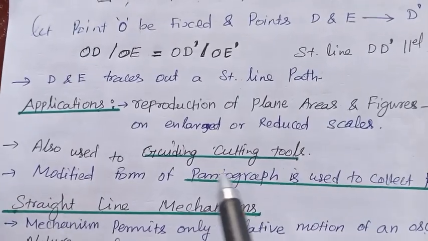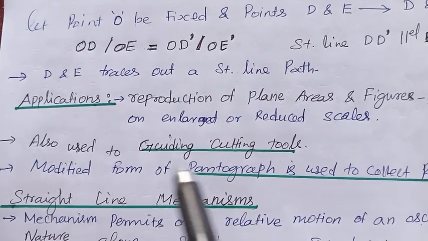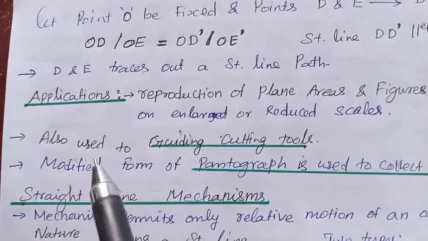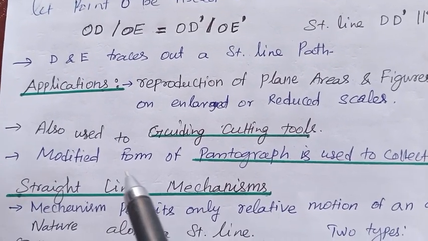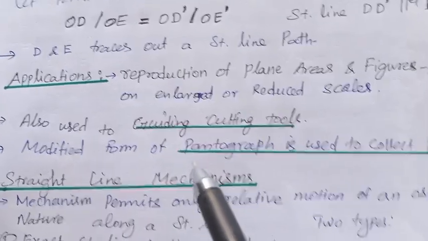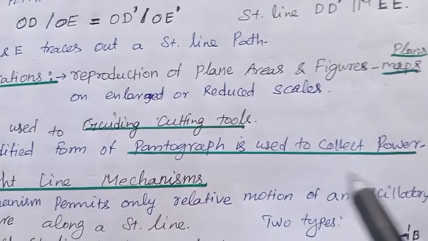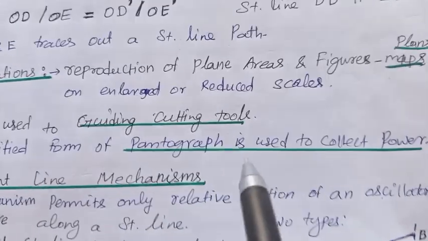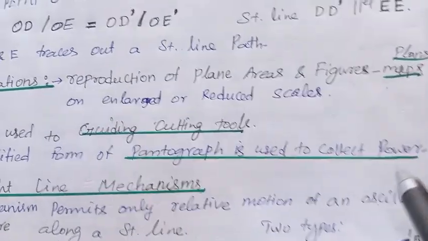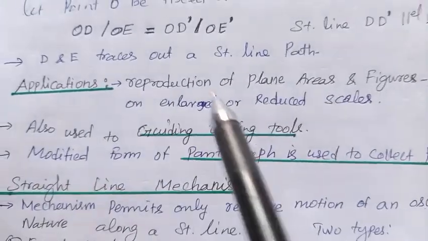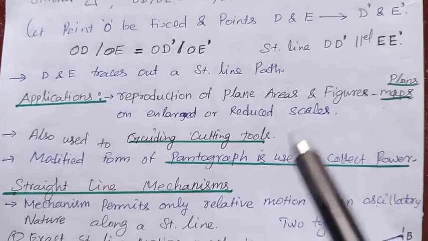It is also used to guide the cutting tools in machines, particularly the milling machine, etc. And nowadays a modified form of the pantograph is used to collect power for the electric locomotive. So these are all the interesting applications of the pantograph. Now we go for the theory.